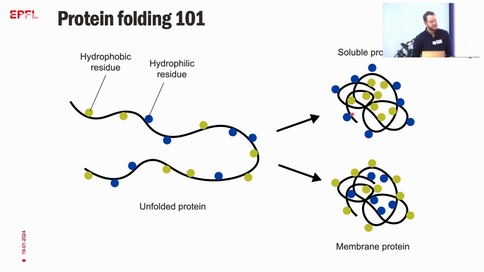So in a soluble protein, what we generally see is a hydrophobic core and a hydrophilic surface. So it becomes soluble and doesn't aggregate. However, with membrane proteins, we kind of see the opposite, because it's inserted into a hydrophobic membrane. So what we observe here is that we have hydrophobic residues on the surface, which generally interact with the membrane.